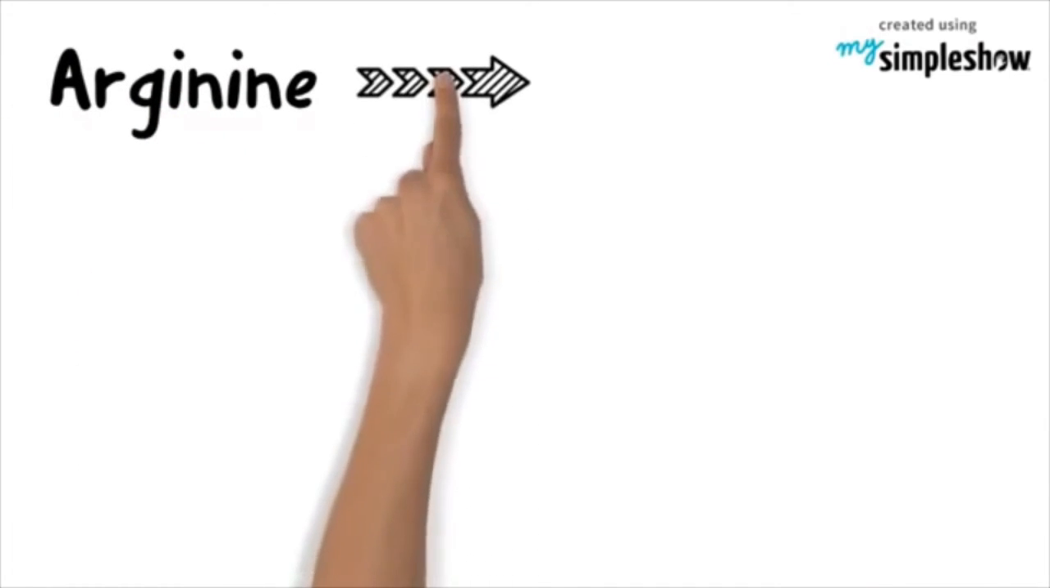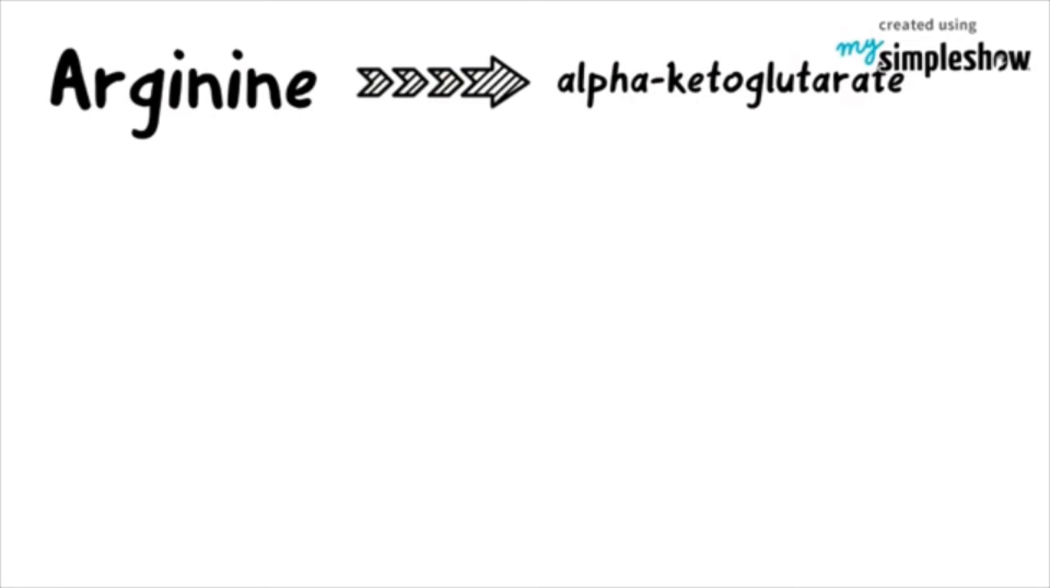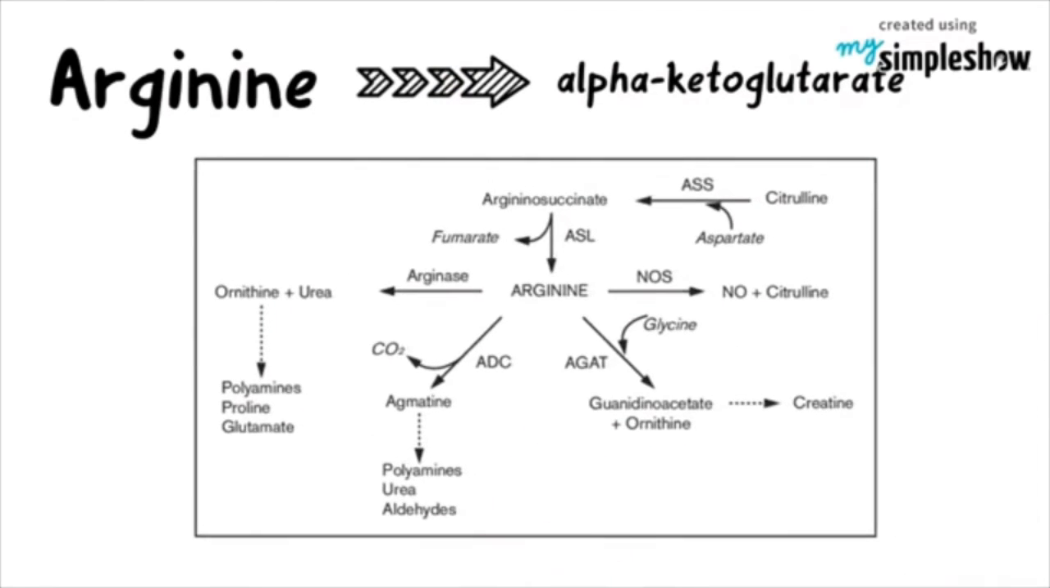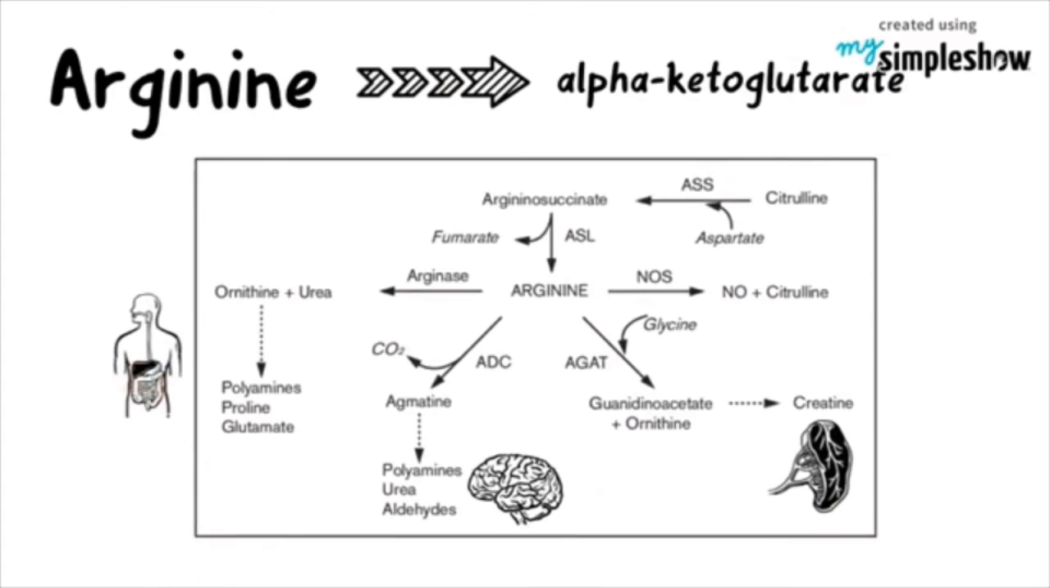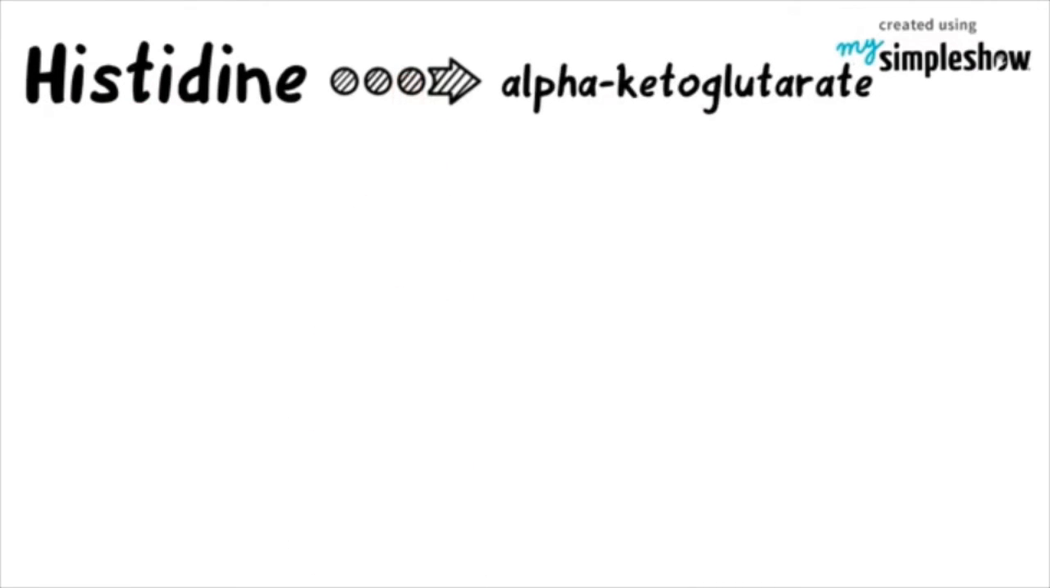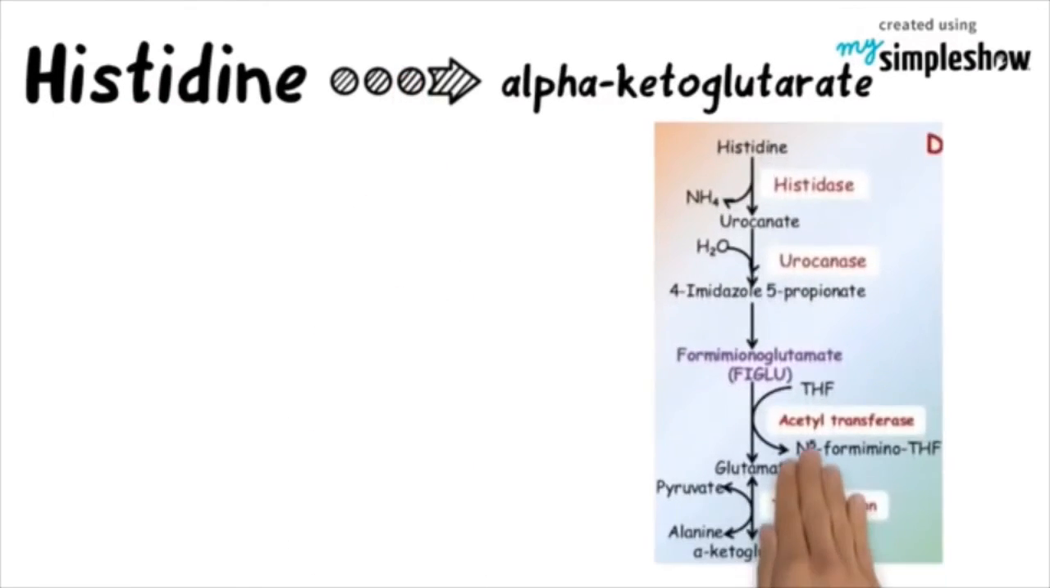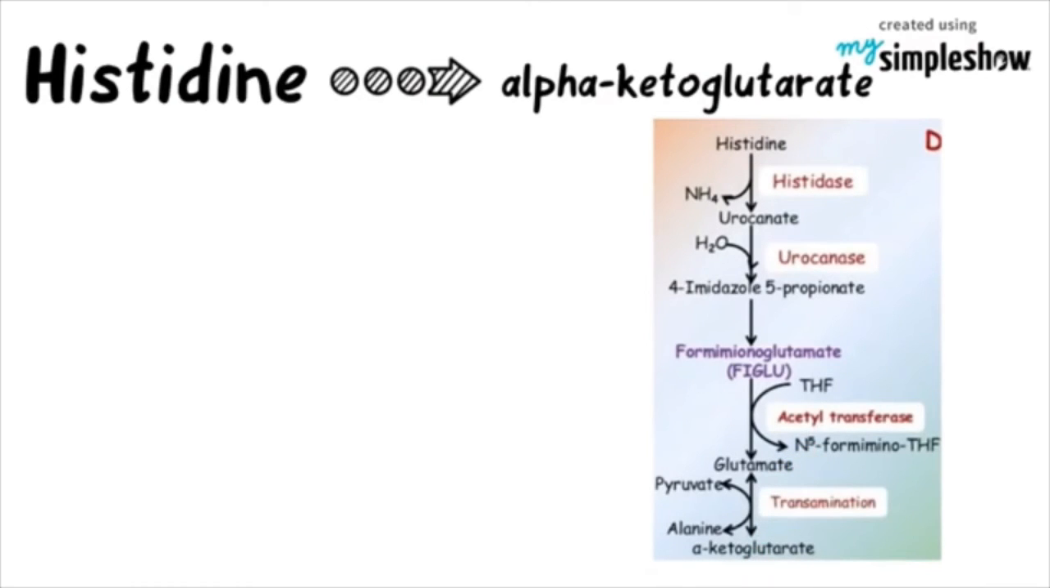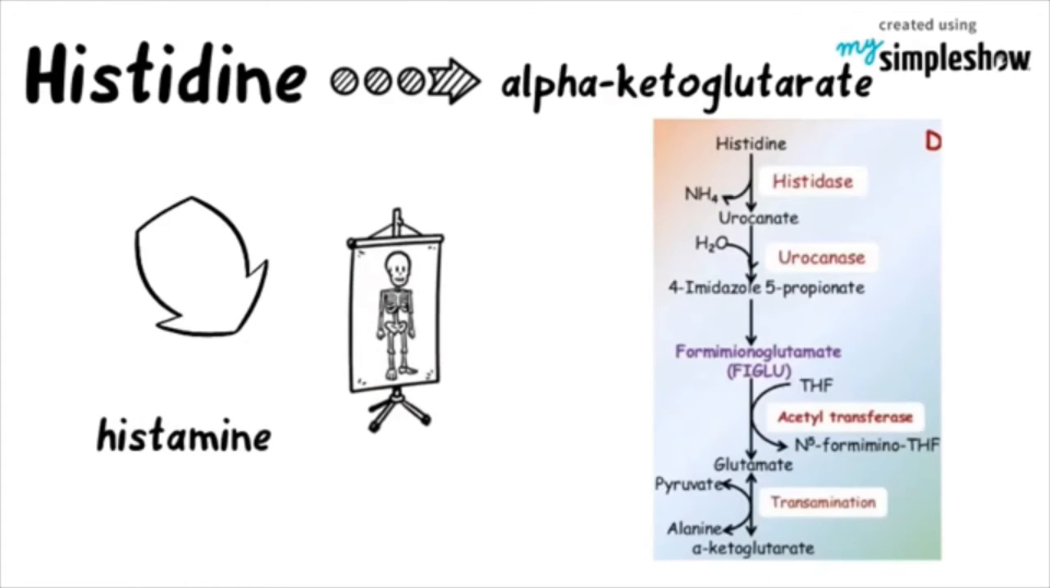Arginine is categorized as a glucogenic amino acid as it generates alpha-ketoglutarate. This amino acid has several uses when it is catabolized in the liver, brain, kidney and intestine. Histidine is also a glucogenic amino acid yielding alpha-ketoglutarate when degraded. In the pathway, histidine is first converted to urocanate by histidase and with the help of a few other enzymes, it is further metabolized to form glutamate. However, this amino acid is also used as a precursor to histamine and carnosine biosynthesis.